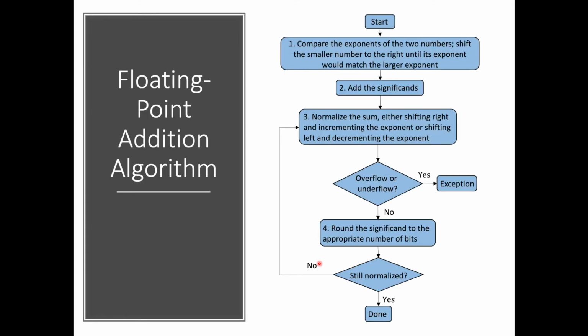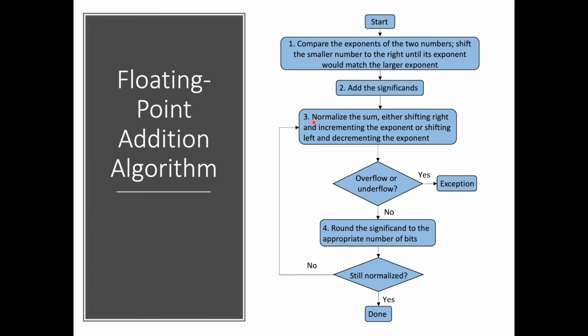Then let's talk about how we can do floating point addition. Here is the basic algorithm. The first step is to compare the exponents of the two floating point numbers, and shift the smaller number to the right until its exponent matches the larger exponent. Then we can add the significands.